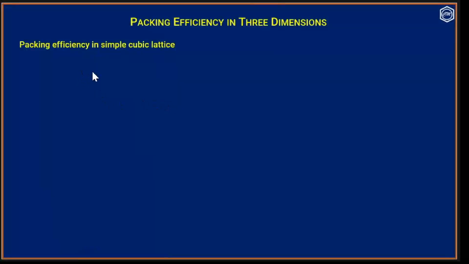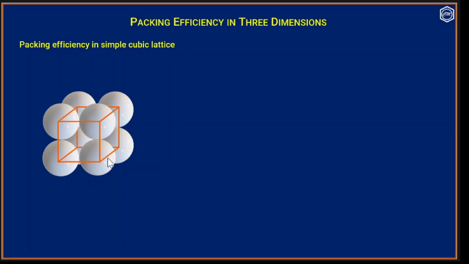We have studied one more close packing, that is simple cubic close packing. And there are 8 spheres. Now these two spheres touch each other. Therefore the side of the unit cell a is equal to 2r.